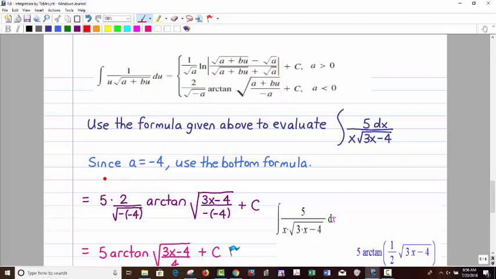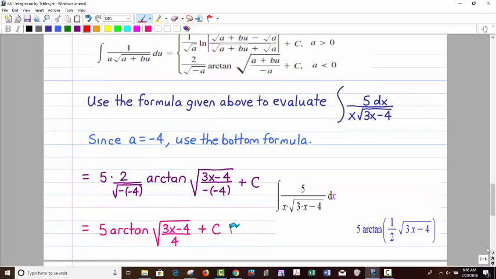And since u is x, du will be dx, so there's nothing to adjust for there. I just wanted to mention that, because it is possible that u could have been like x squared or something, and we would have had to adjust for the 2 from the derivative, but since u is x, du is dx. So I have the 5 from the problem and then 2 from the formula over the square root of negative negative 4. So that's the square root of 4, which is 2.